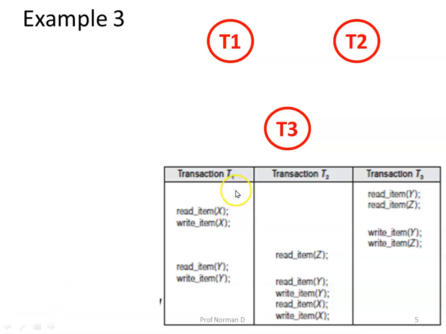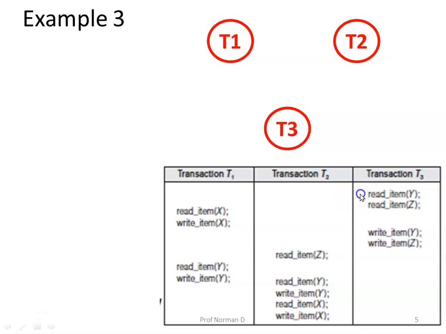So in this example also we have 3 transactions, T1, T2 and T3. So we are having 3 nodes, that is T1, T2 and T3. So we start with the first instruction from T3. From the first row we have read item Y. So read item Y, is it having any conflict with instructions from T2 or T1?